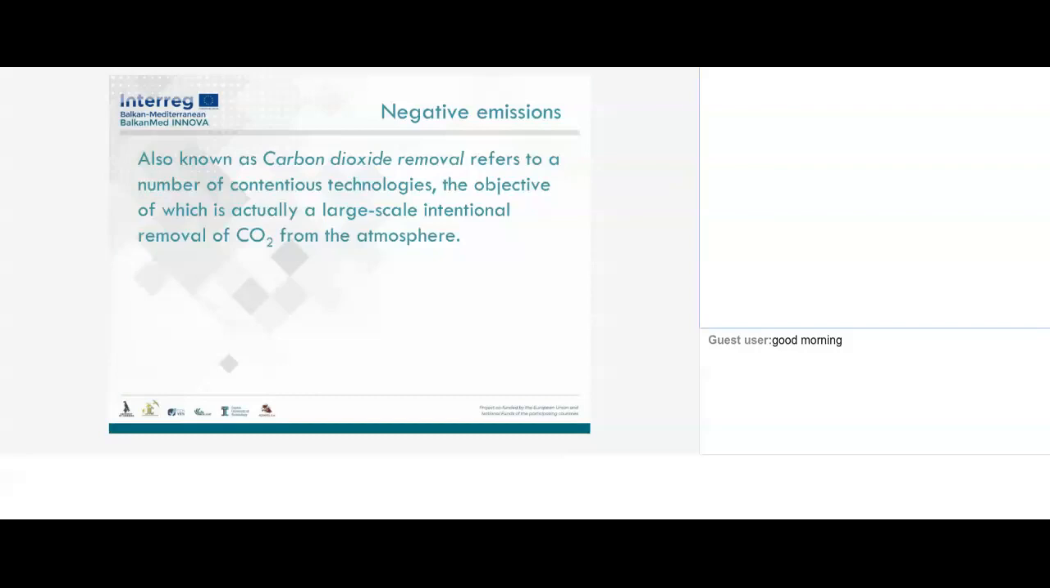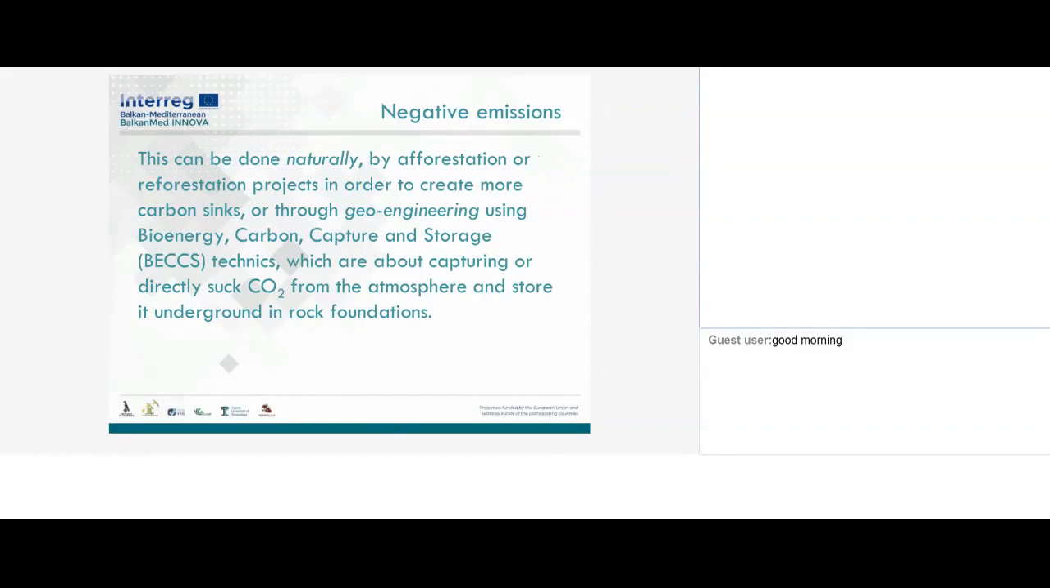How can that be done? First of all, it can be done naturally by afforestation or reforestation projects that we are trying to create, more carbon sinks, or through geoengineering, which is a new section of engineering that uses bioenergy, carbon capture and storage techniques that are about capturing or directly sucking CO2 from the atmosphere and storing it underground.